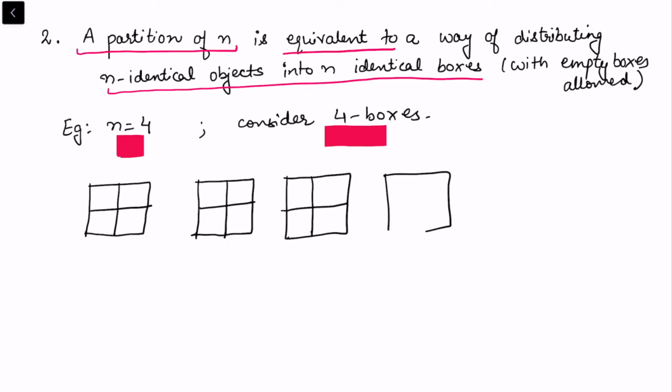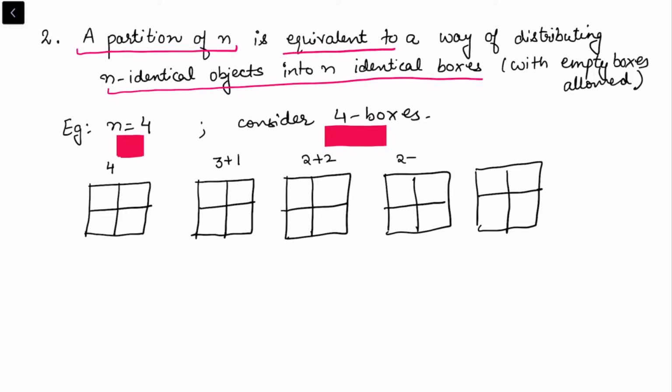4 has 5 partitions, as we have already explained. Now what were the partitions for 4? The first partition for 4 was 4, the second one was 3 plus 1, and then we have 2 plus 2, and then we have 2 plus 1 plus 1, and then we have 1 plus 1 plus 1 plus 1. This is what it means.